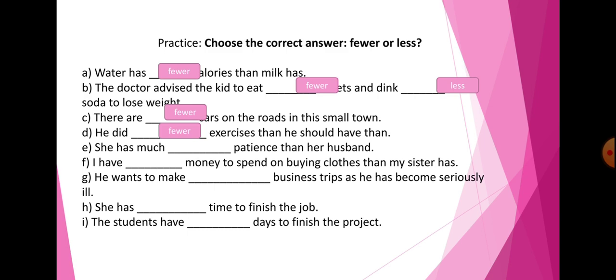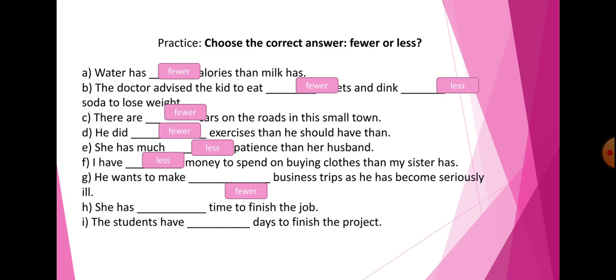E. She has much patience than her husband, so fewer or less? Great, less, because patience is a noun and also it is an uncountable noun. F. I have money to spend on buying clothes than my sister has. So money, countable noun or uncountable noun? Yes, uncountable noun. So we choose less. Good. G. He wants to make business trips. Okay, so business trips. Yes, so countable noun. We use fewer. Yes, so he wants to make fewer business trips as he has become seriously ill.